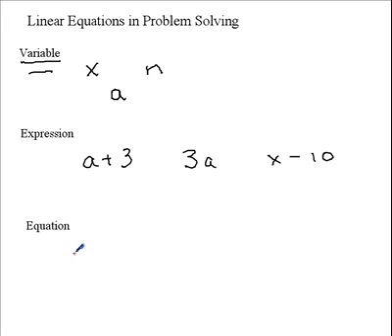An equation is where you have two equivalent parts of an expression. For example, you could have A plus 3 equals 18, which means your age plus 3 is going to be equal to 18. One thing about an equation is it is solvable. You can solve it.